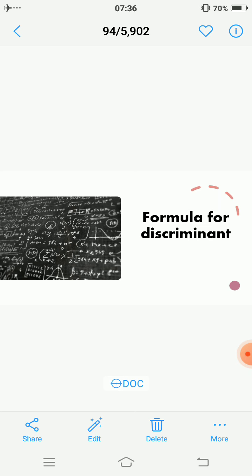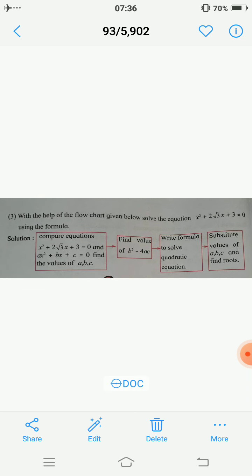Now see what steps you have to apply here. A quadratic equation will be given to you. Whatever quadratic equation is given, you have to compare it with the standard form. The standard form of the quadratic equation is ax square plus bx plus c is equal to 0. There you have to find the values of a, b, c. Once you find the values of a, b, c, you put them in the formula b square minus 4ac, and you will find the value of discriminant.